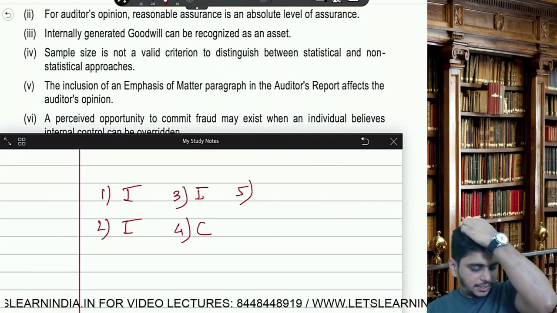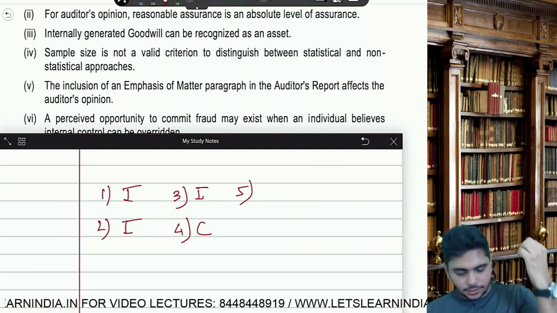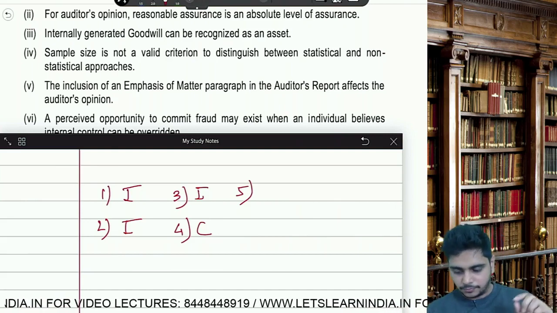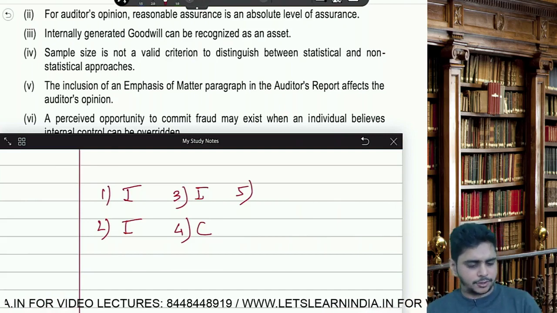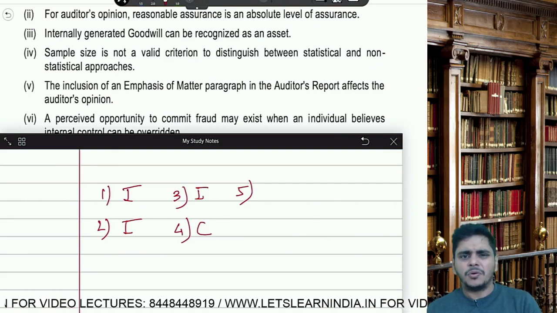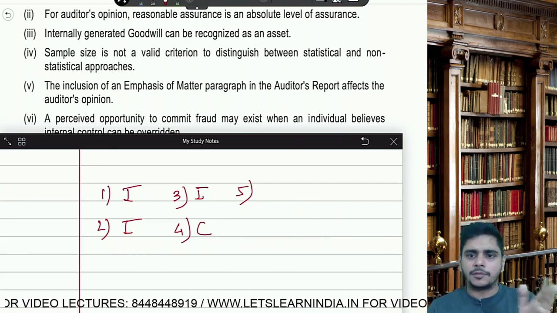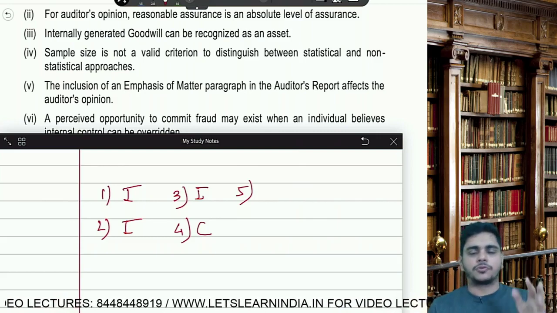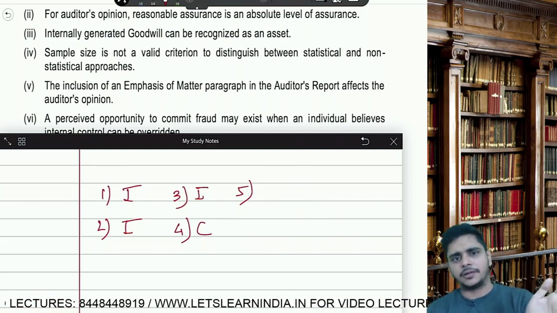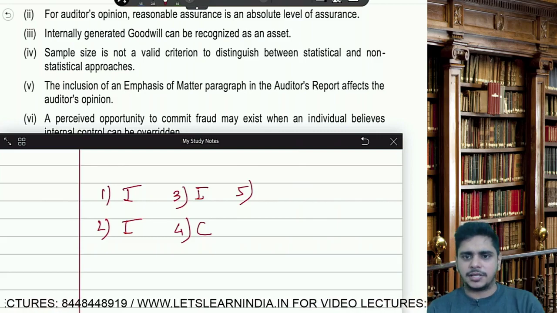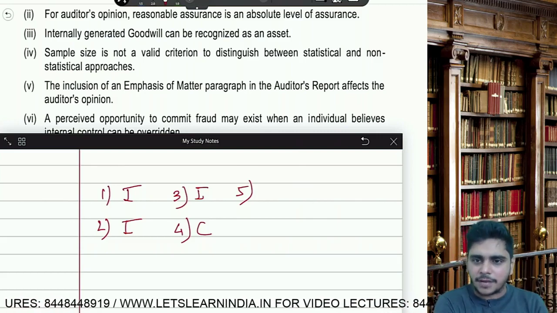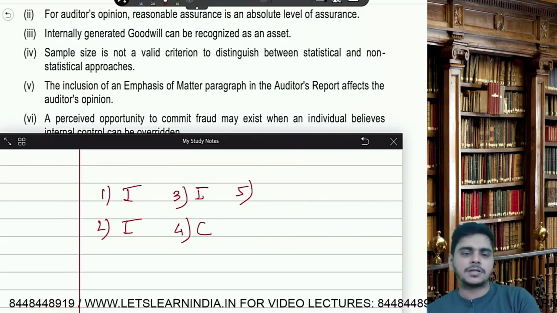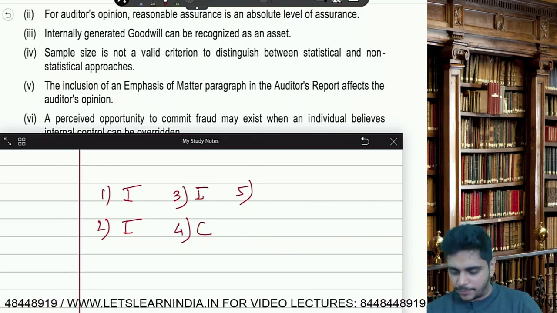Fifth, the inclusion of an EOM para in the audit report reflects the auditor's opinion. The inclusion of EOM para in the auditor's report affects the auditor's opinion? No. It is not a basis for judging the modification. EOM para includes, so you write the definition of EOM, you say it does not affect. Because just writing EOM, I'm not pointing out any mistakes. I'm just saying the management has disclosed in the FS, shareholders, members, there is some extra information in EOM para.